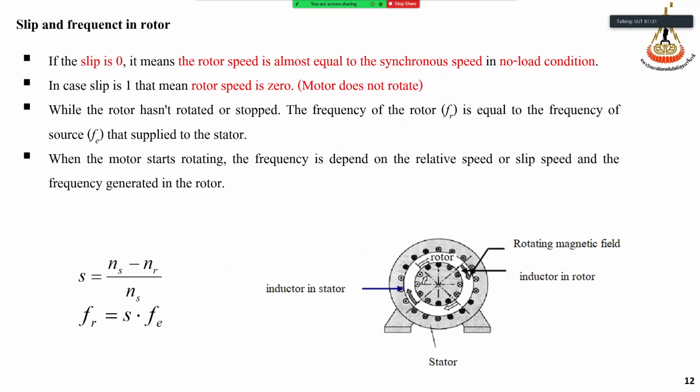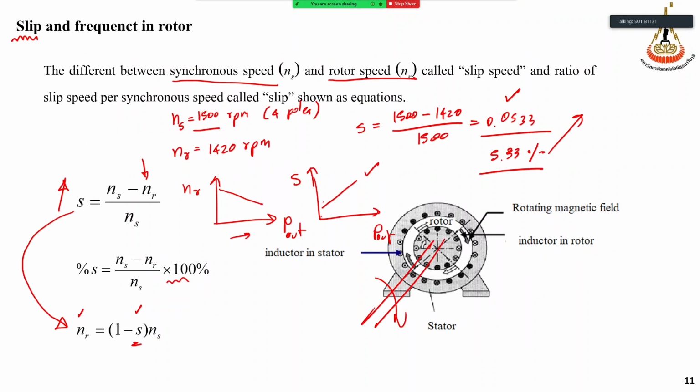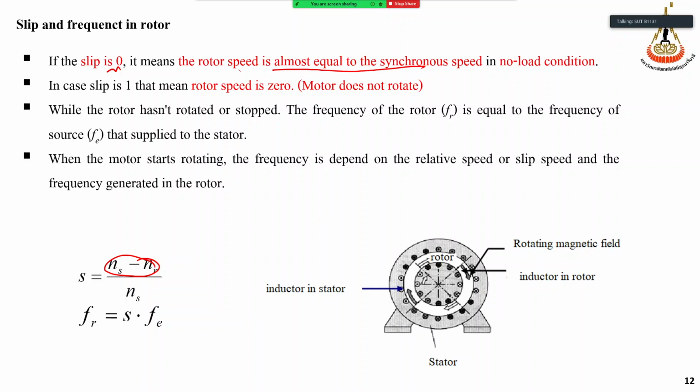Okay, if the slip is 0, it means the rotor speed is almost equal to synchronous speed. If slip equals 0, it means these two values are equal. It means the no load condition, right? No load condition is maybe slip almost 0. But it's not possible to be exactly 0, because the speed of the rotor can only be very close to synchronous speed under no load condition, but it's still a little bit lower than synchronous speed.